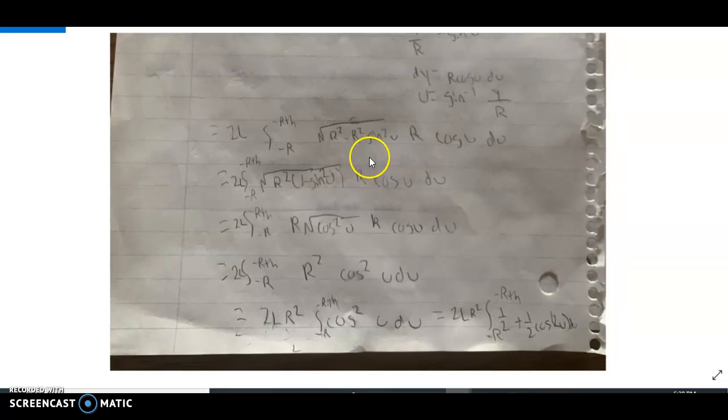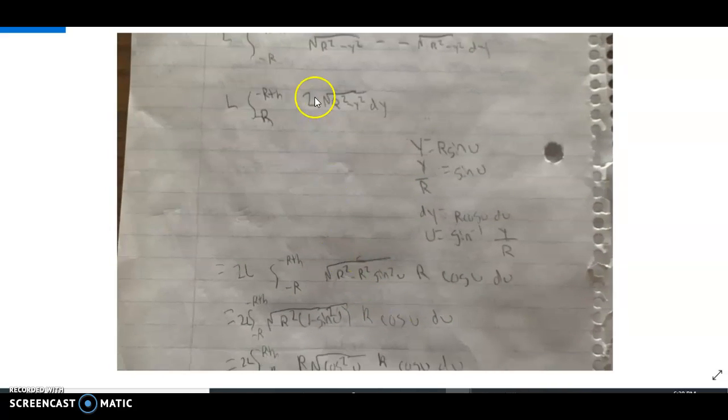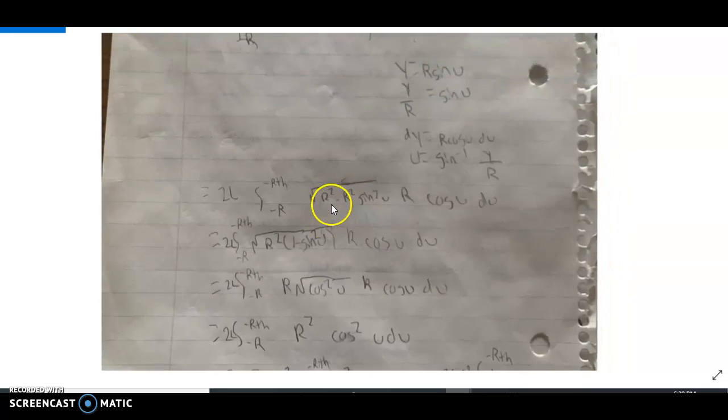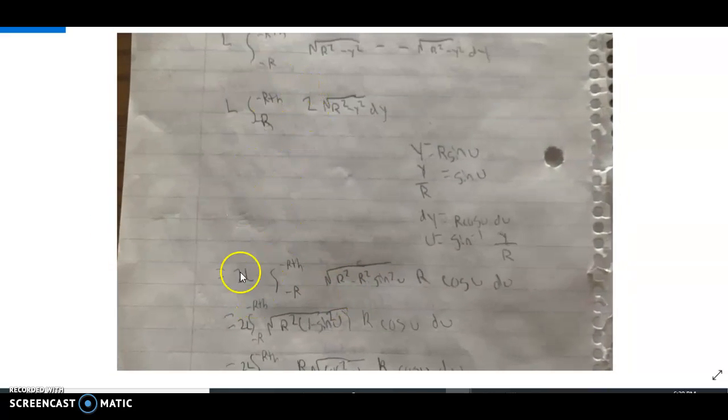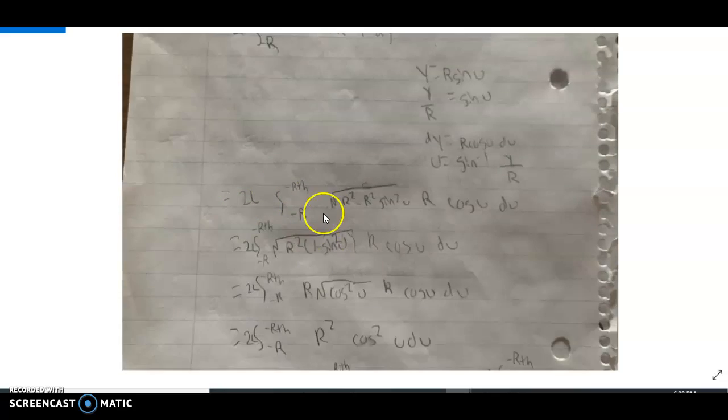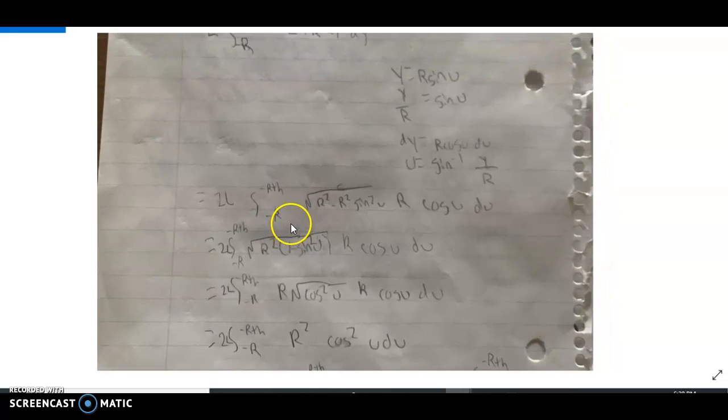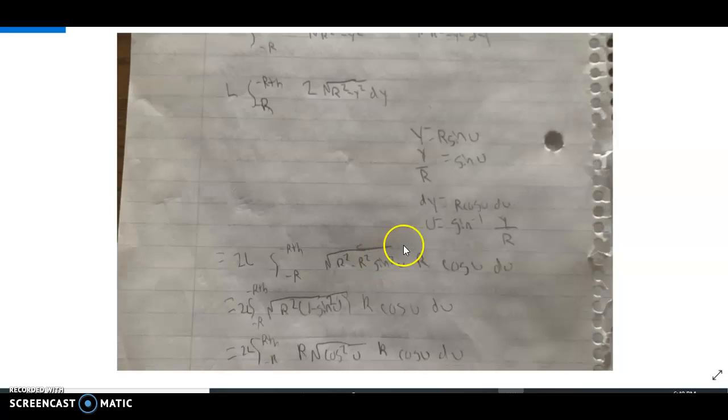So if we go down a little more, we're going to set it up. So we're going from here to here. Again, I pulled out that 2 in the next step, just so you know where that 2L comes from. And all we did was plug in this for y right here. So we plugged in r sine u for y. That's it. That's all we did.